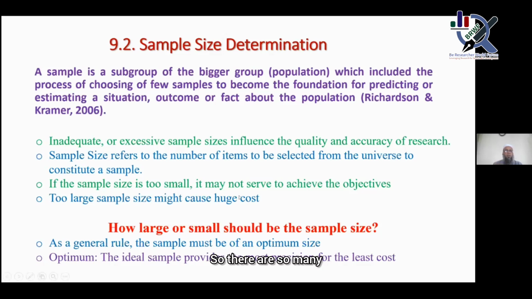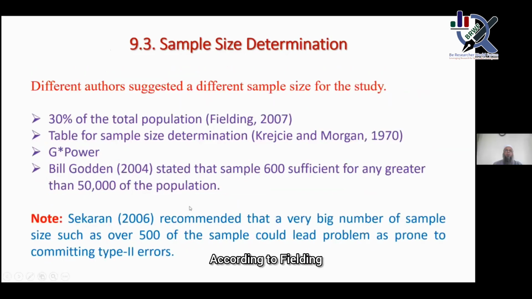So there are so many recommendations for samples. According to Fielding, he says 30% of the total population. Suppose your population is 1 lakh, 30% is 30,000, according to him. But according to Krejcie and Morgan, they have a table with recommendations. You can use that Krejcie and Morgan table. Most of the researchers follow the Krejcie and Morgan table, 1970.